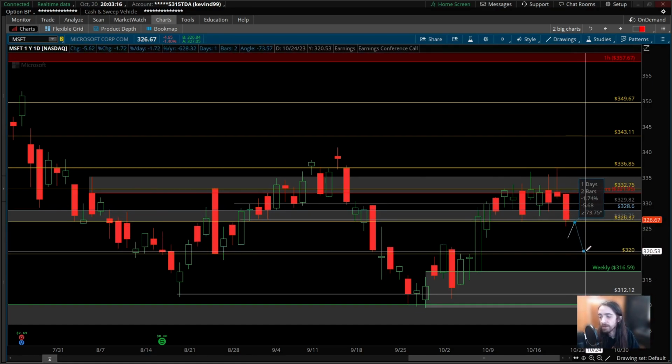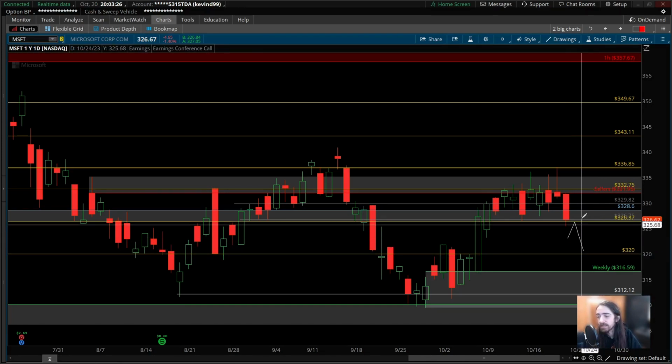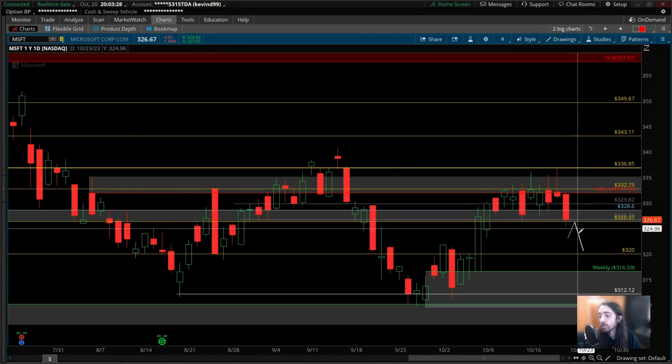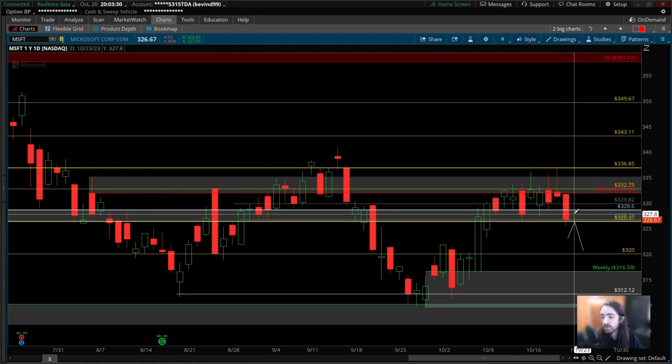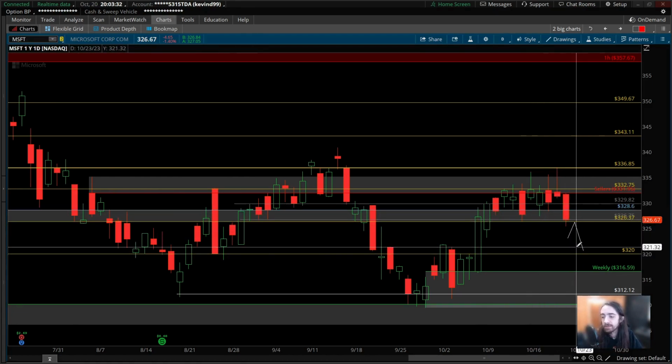And my first target is going to be this 320 key psychological level, and it's a key psychological level because it is a whole number. So I'm going to be looking for that as my target. It is a 5-to-1 risk to reward. I'm risking $2 on that trade to make $10 on that trade.